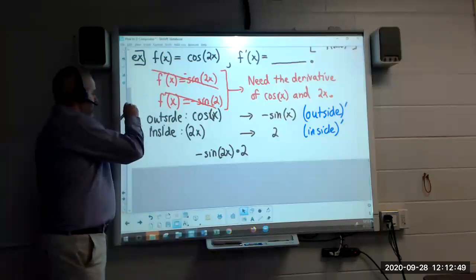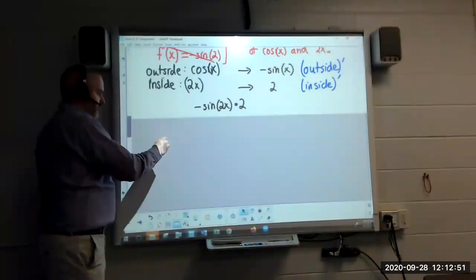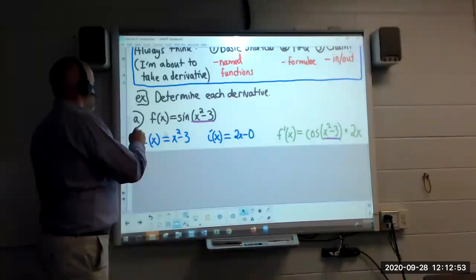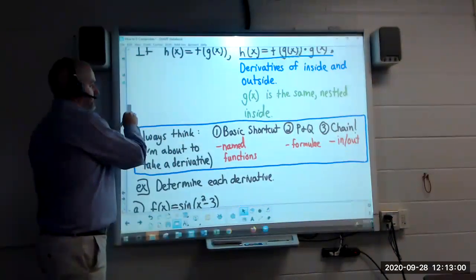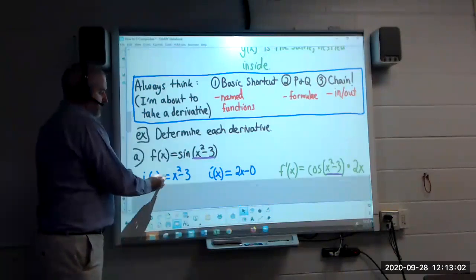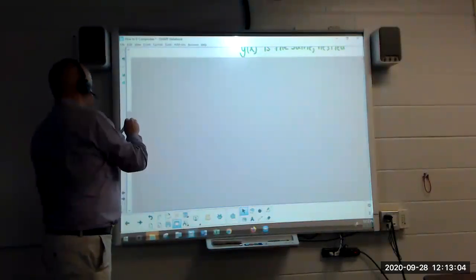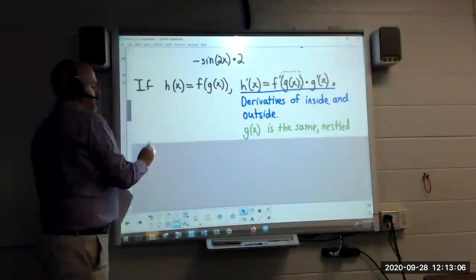So what are we going to understand the chain rule to be? That was a little bit further than I thought. Sorry. I'll get this reorganized. Here we go.